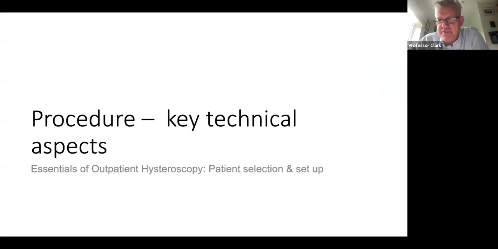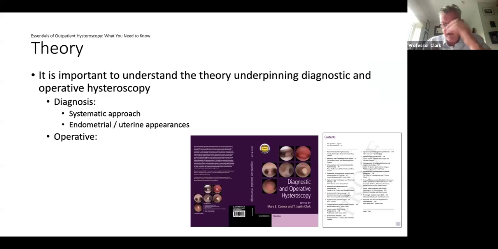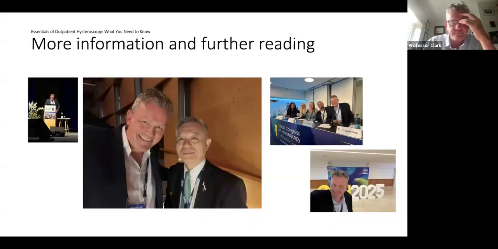So again, in later webinars, we'll discuss technical aspects in more detail. But if you're going to do diagnostic hysteroscopy, this is all in the textbook, but you can get it from other sources as well. You want a systematic approach, and you need to understand the appearances of the endometrium and how to make a diagnosis of hyperplasia, cancer, etc.